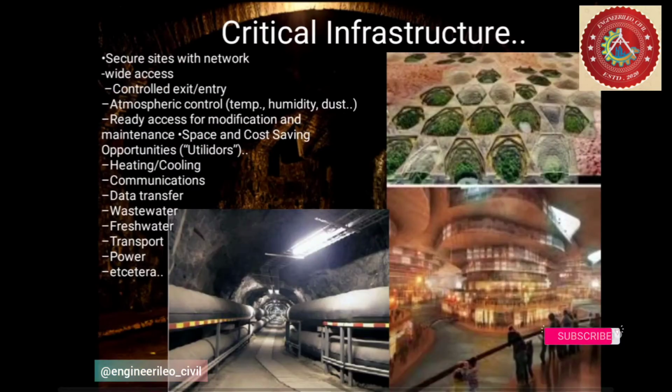Right? The critical infrastructures like controlled entry and exit, other secure sites with network, and the environmental control like temperature, humidity, ready for modification, space, cooling, heating, communication, data transfer, wastewater, fresh water, transport, power, electricity, there are many things that are constructed underground. Here are some examples of the infrastructure that is constructed underground. There are many more examples.